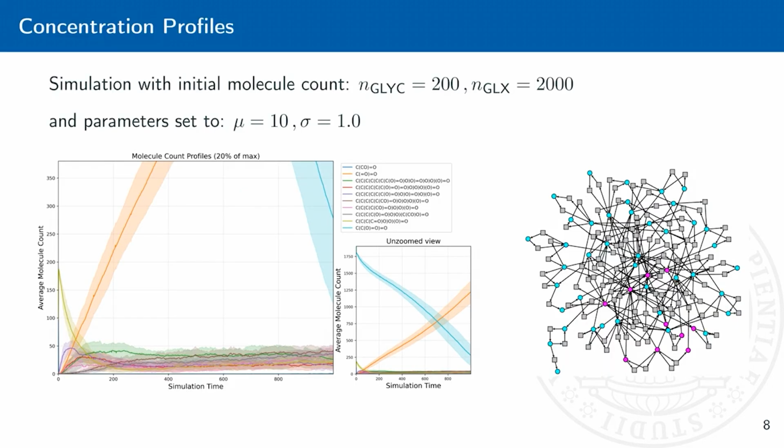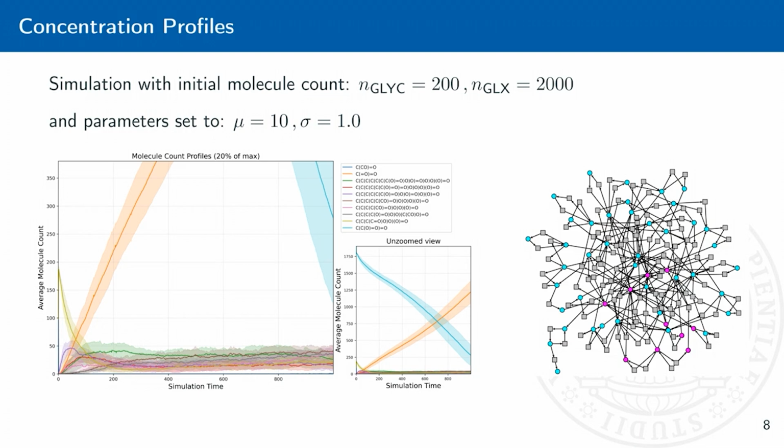Let us now look at some results that were obtained from modeling the system. All the simulations were run with an initial molecule count of 200 glycolaldehyde molecules and 2000 glyoxylate molecules for 1000 time steps. Also, for each simulation, 10 repetitions were conducted and the results averaged. To get a first glance of the dynamic behavior of the system, the parameters of the normal distribution from which the values of the kinetic barriers were drawn were set to an average of 10 and a variance of 1. So in other words, rather high energy barriers with a low variation.